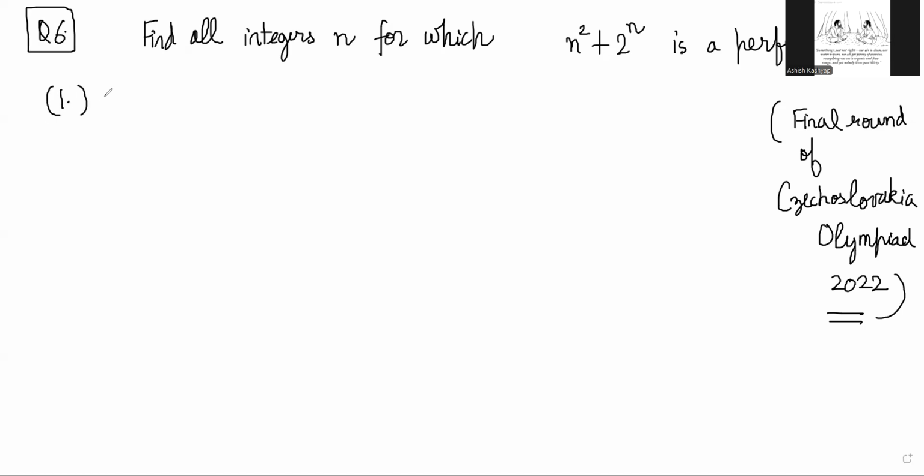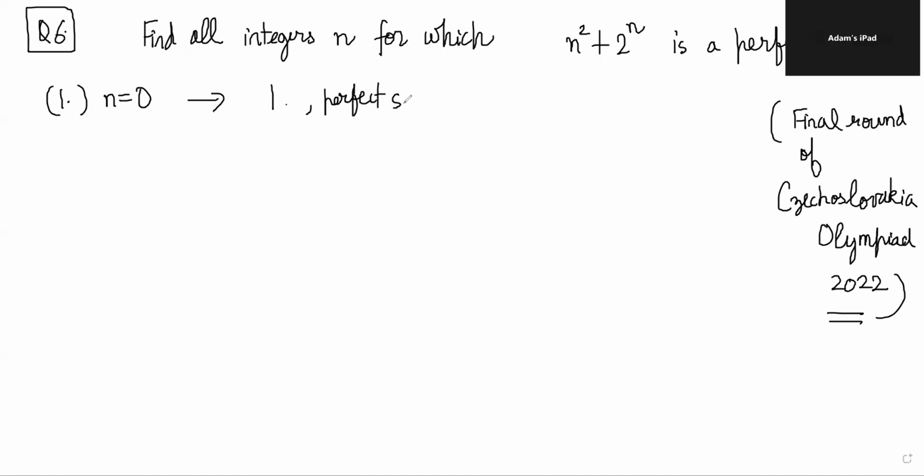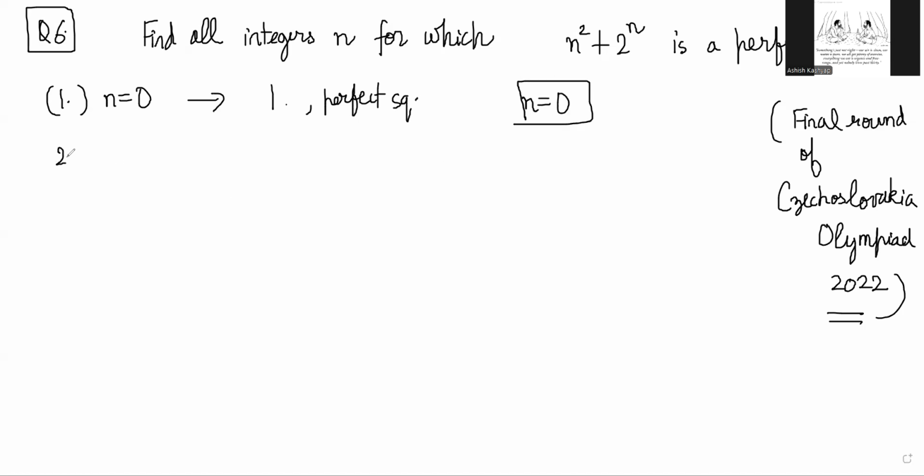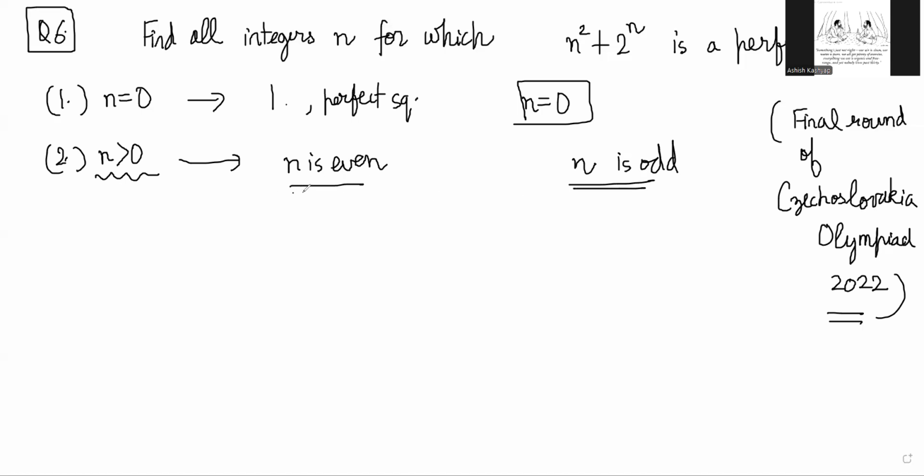First thing you should notice is if n is equal to 0, you're getting value of 1, which is a perfect square. Yes, so n is equal to 0 is the solution. Then you should start thinking about positives, n greater than 0. Now, here you can divide the problem into two parts: n is even, n is odd. And think of it separately. So try it for n is even first.